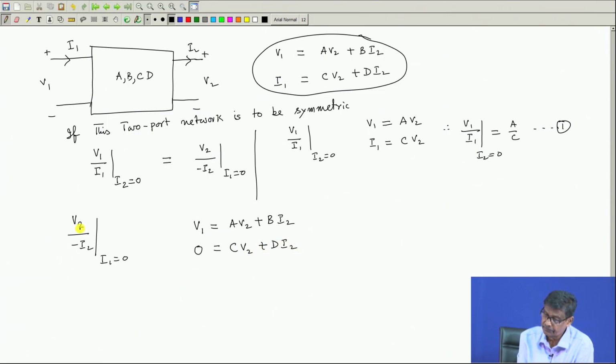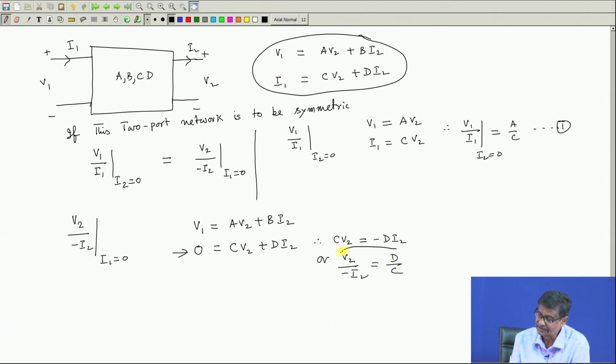But I have to calculate V2 by I2, and that can be calculated from this itself, is it not? The first equation is not necessary. If wrong, tell me. So, C V2 is equal to minus D I2, or V2 by minus I2 is equal to D by C. This is the thing I will get.